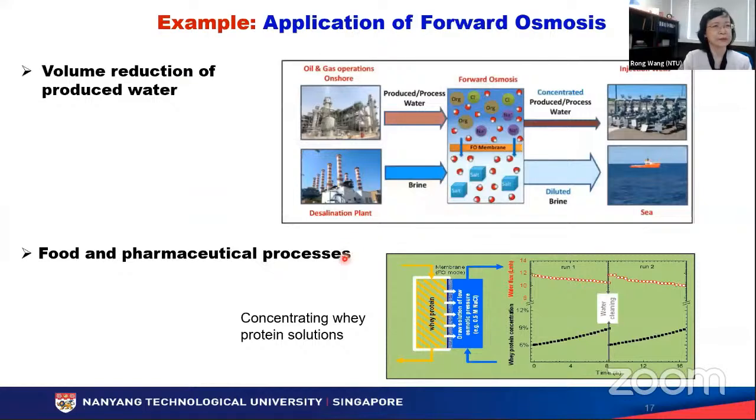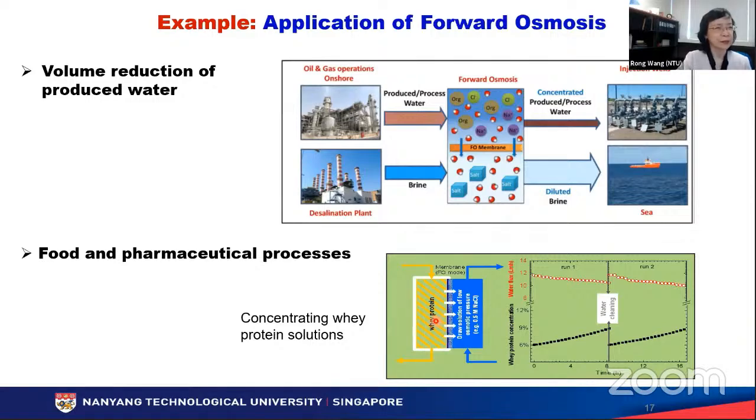For example, we have produced water. When we do the disposal, we try to reduce the volume. Then we can use the FO process with RO brine, for example, to extract the water across the FO membranes to reduce the volume of produced water. That's one example of FO application. Another application you can see is in the food or pharmaceutical process. We can use the FO process to concentrate protein solutions or concentrate food juice, milk, etc. That's another application.